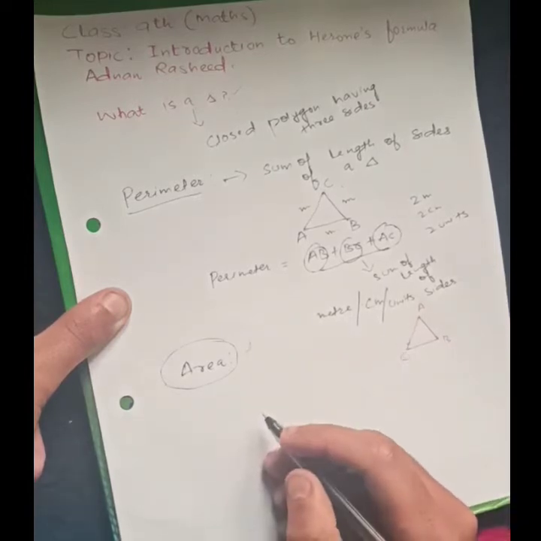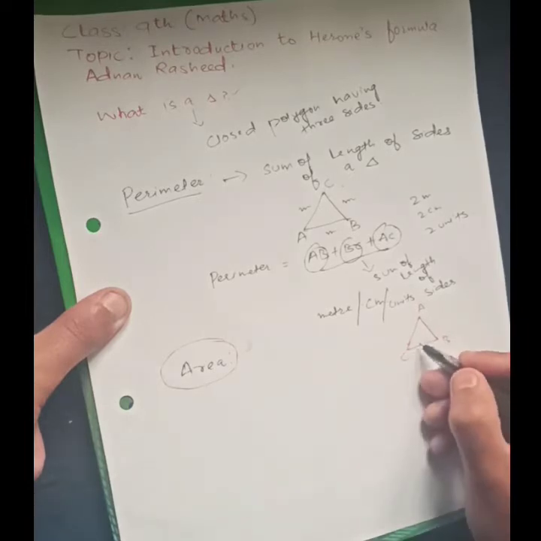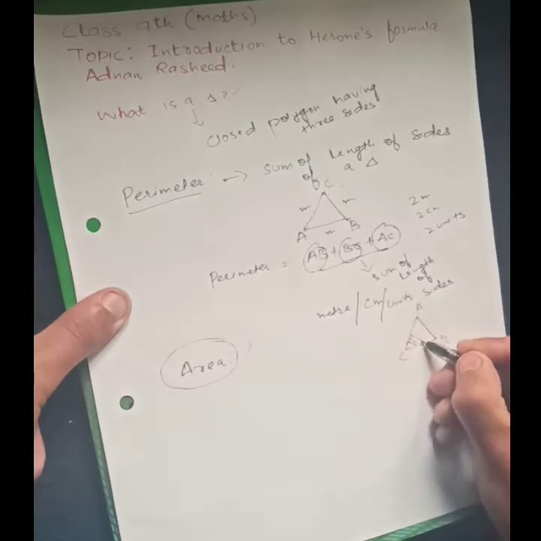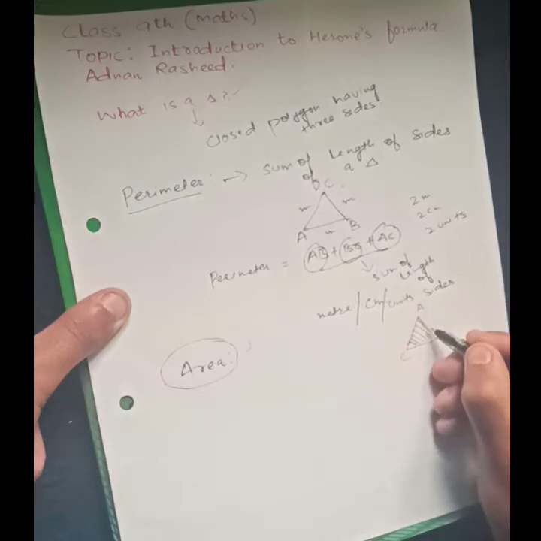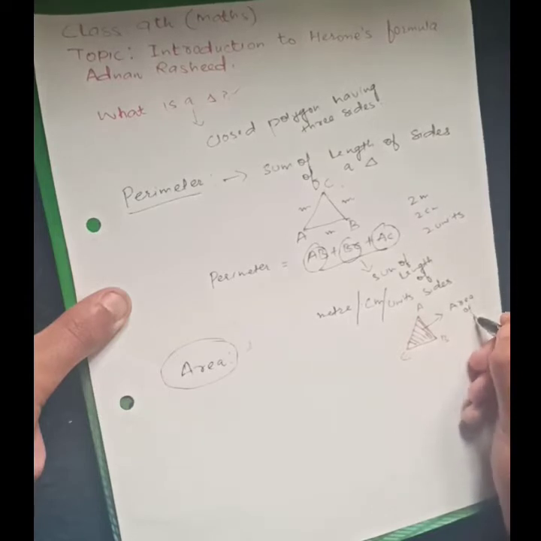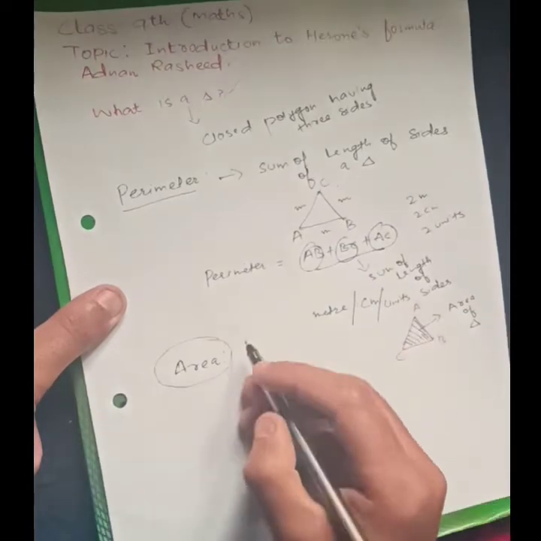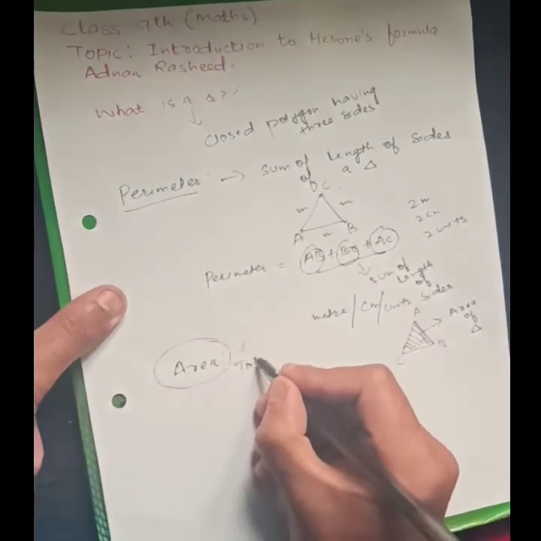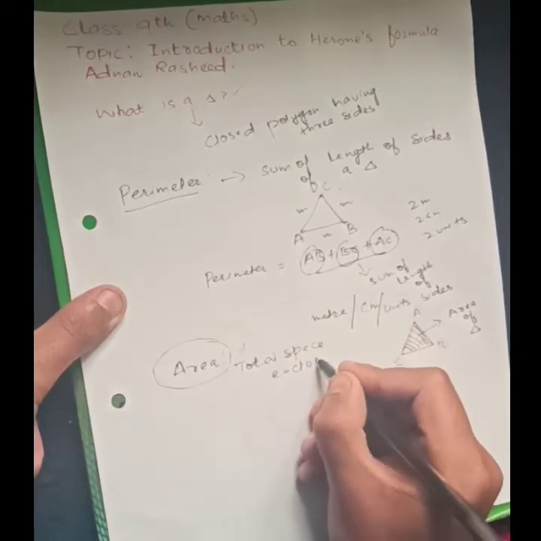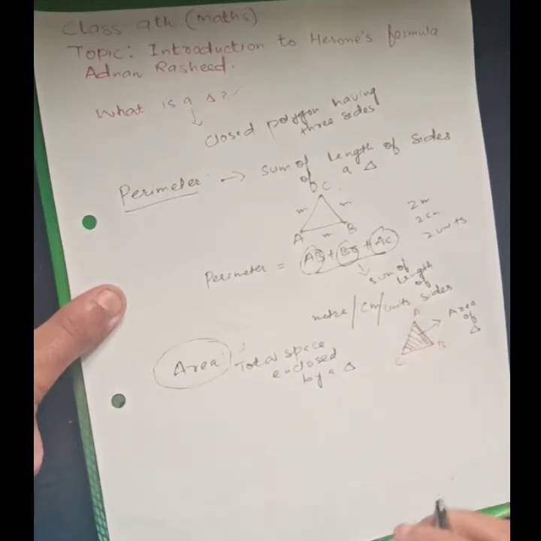Area of this triangle is simply defined as the total space enclosed by a triangle within its boundaries. I will shade this triangle. This shaded portion is known as area of triangle. So area of a triangle is simply defined as the total space enclosed by a triangle, which is known as area of triangle.